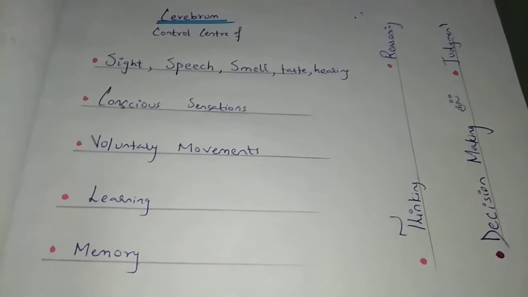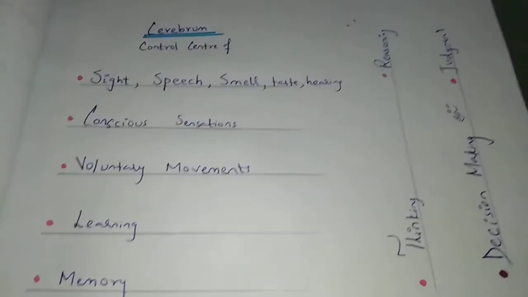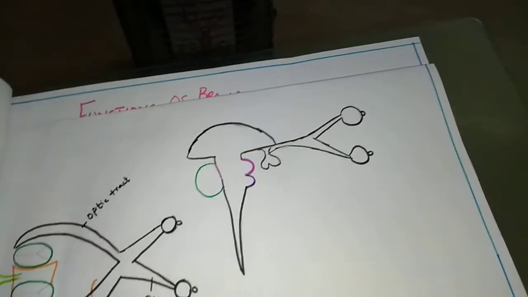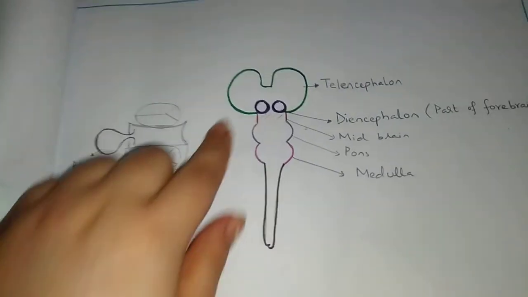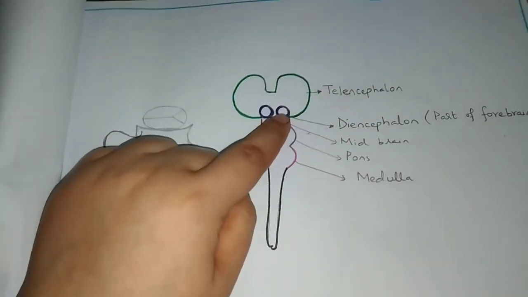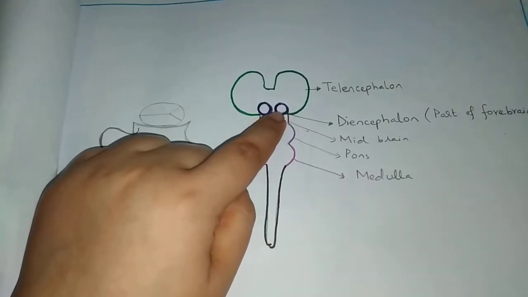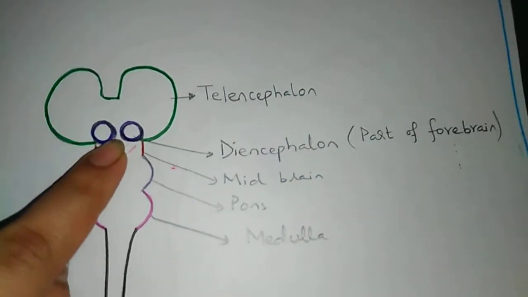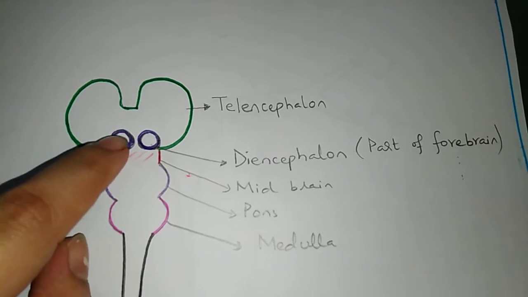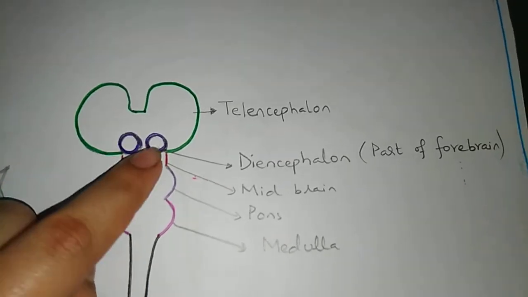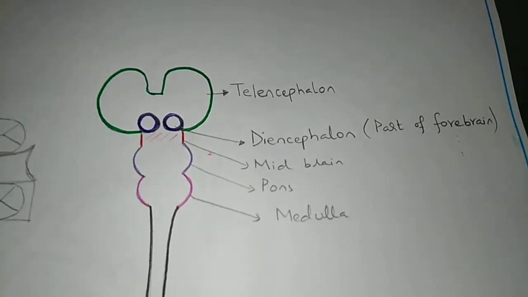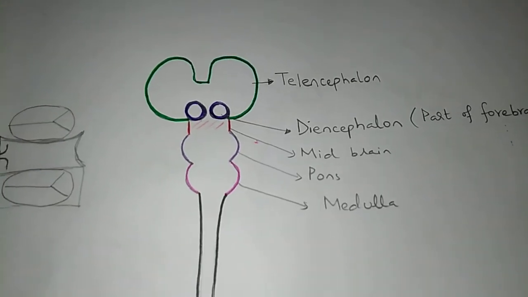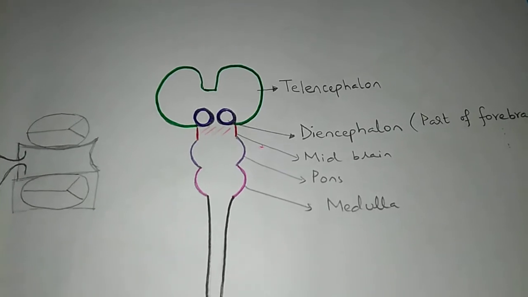Okay. Then we have the diencephalon. It is the deep buried part, the middle portion, of the brain. We can say that this diencephalon is concerned with the limbic system, and it consists of thalamus, hypothalamus, amygdala and hippocampus.